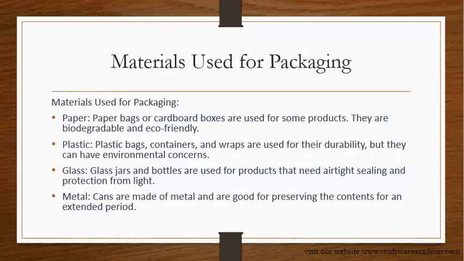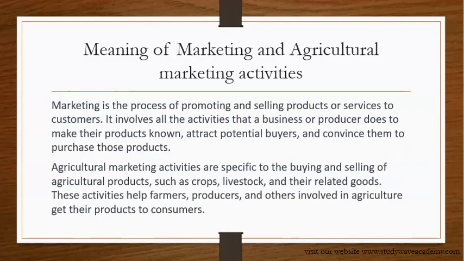Okay, so this is on product packaging, and we have talked about the different methods of packaging and the materials used in packaging. Now let's know the meaning of marketing and agricultural marketing activities. What do we mean by marketing? Marketing is a process of promoting and selling products or services to customers. It involves all the activities that a business or producer does to make their products known, attract potential buyers, and convince them to purchase those products.